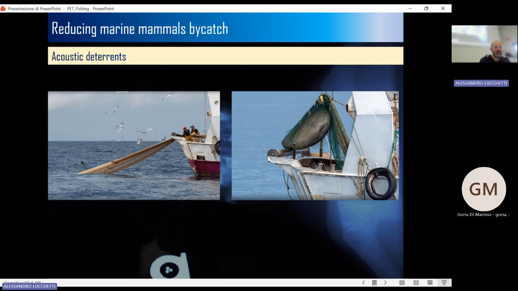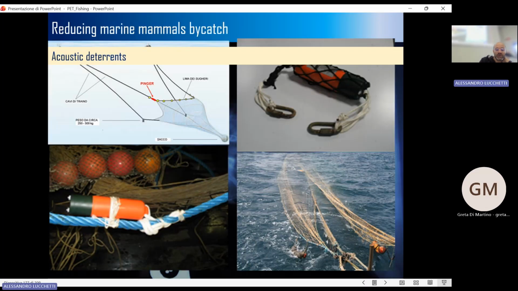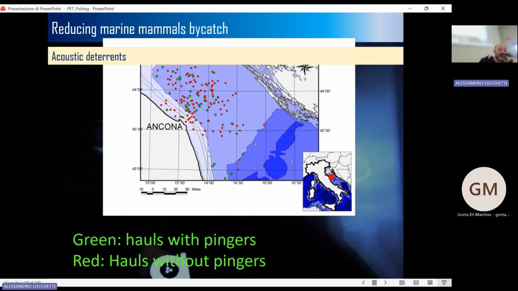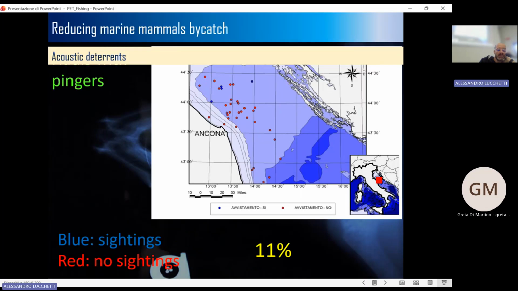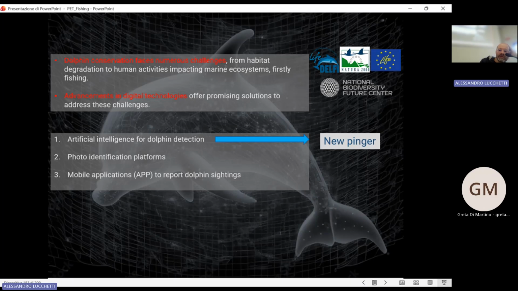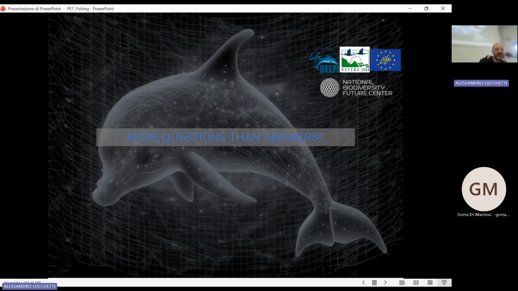This is the problem, especially with pelagic trawling, the bycatch. We used this type of pinger, but they were not so effective, honestly. We tried several different times, and at the beginning we found some reduction in bycatch or interaction, but in the long term, this type of acoustic deterrent loses its effectiveness after 2 or 3 years. That's why in the last few years we started working with artificial intelligence, trying to develop something different.